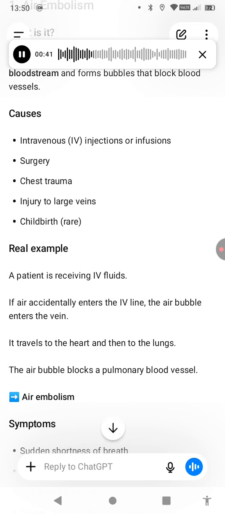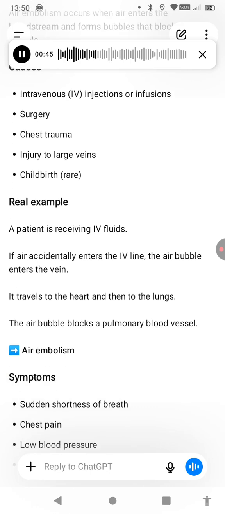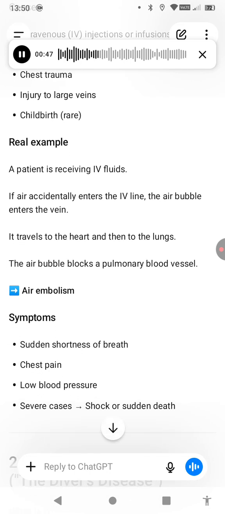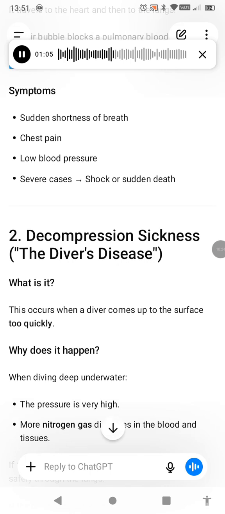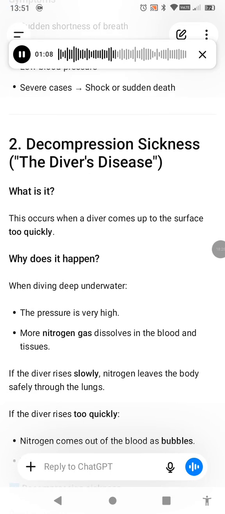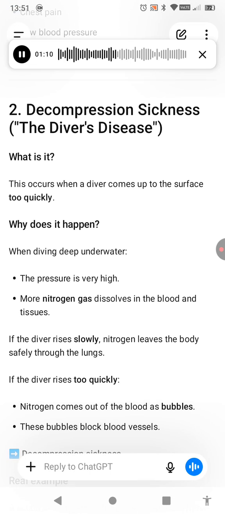Causes: intravenous IV injections or infusions, surgery, chest trauma, injury to large veins, childbirth. Real example. A patient is receiving IV fluids. If air accidentally enters the IV line, the air bubble enters the vein. It travels to the heart and then to the lungs. The air bubble blocks a pulmonary blood vessel. Air embolism symptoms: sudden shortness of breath, chest pain, low blood pressure, severe cases, shock or sudden death.